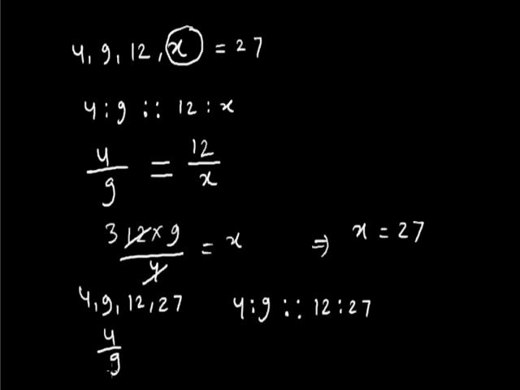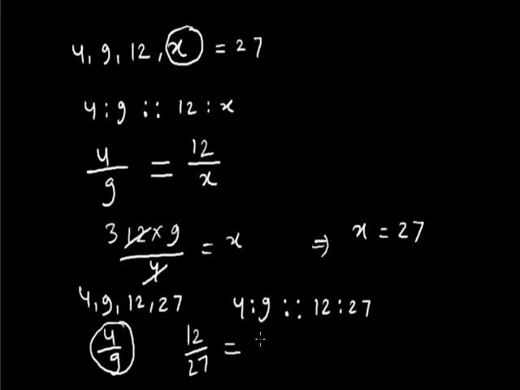Now we can see that there is no common factor between 4 and 9 if 4 ratio 9 is represented in the fractional form. So 4 ratio 9 in its simplest form can be written as 4 divided by 9 in fractional form. Now 12 divided by 27 is the fractional representation of the second ratio 12 ratio 27. Now there is a common factor of 3 between the numerator and the denominator.